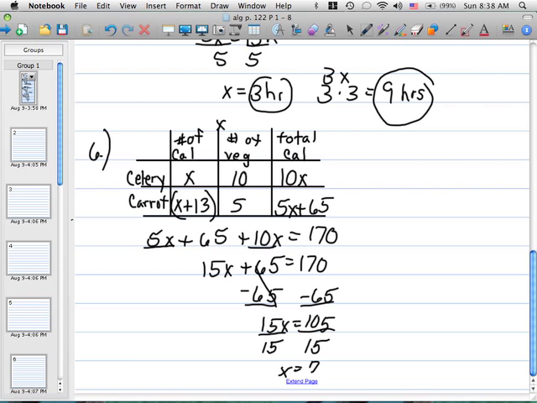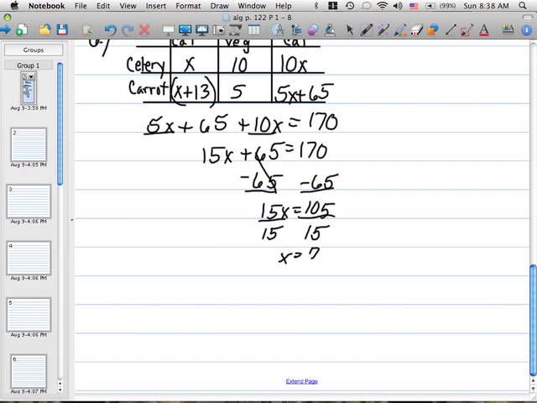Now x is the number of calories in a celery. They want us to find the calories in both. So we have 7 calories in celery. And x plus 13 is the number of calories in the carrot. So 7 plus 13 equals 20 calories in the carrot.